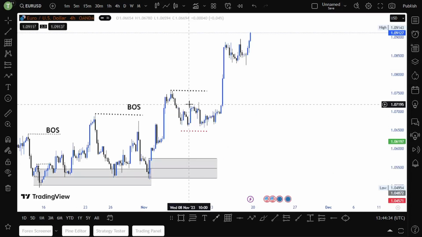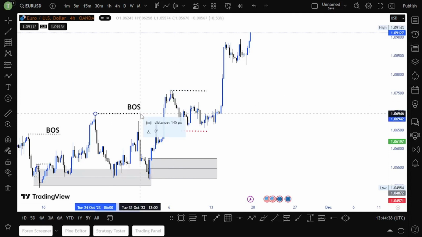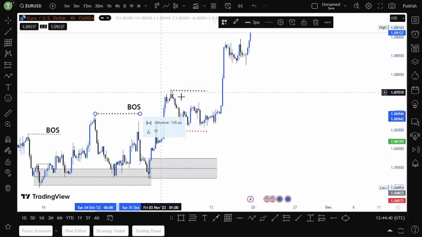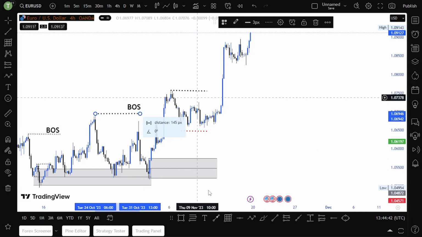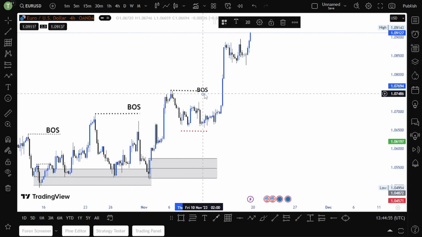Looking at EURUSD, we are breaking structure to the upside. We are making higher highs and higher lows. This is our last break of structure, guys, and where are we drawing our supply zones?